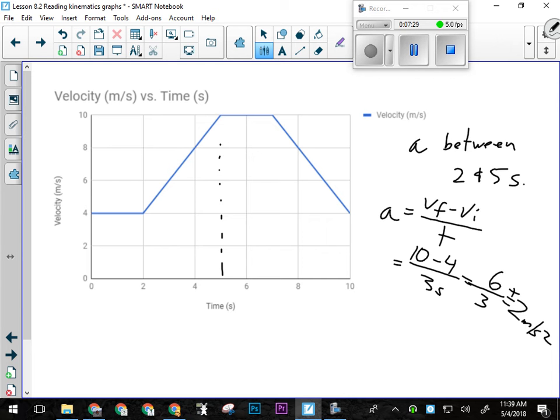All right, next thing I want you to calculate. I want you to calculate the displacement between 0 and 7 seconds. So between 0 and 7 seconds, so we're going to here. Calculate the displacement between 0 and 7 seconds.